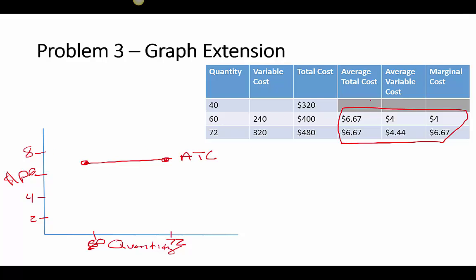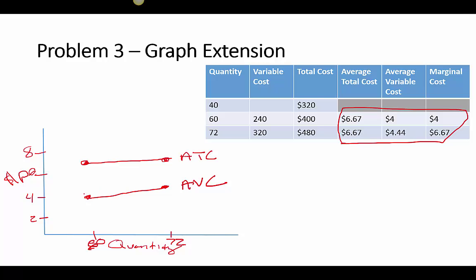Average variable cost typically is below average total cost, right? Because average total cost has the fixed cost component in it. So average total cost is definitely going to be above average variable cost. Average variable cost at 60 is going to be 4, and then at 72, it's going to be 4.44, so it's going to be somewhere up here, slightly rising. So that's going to be our AVC.